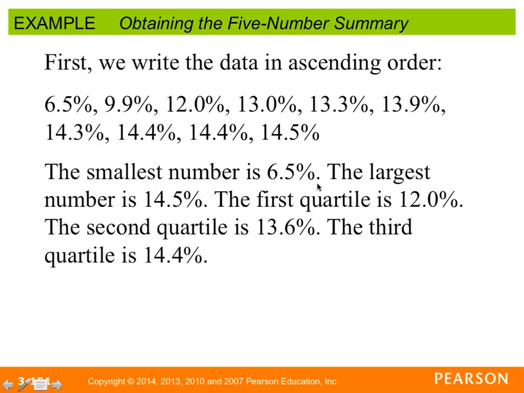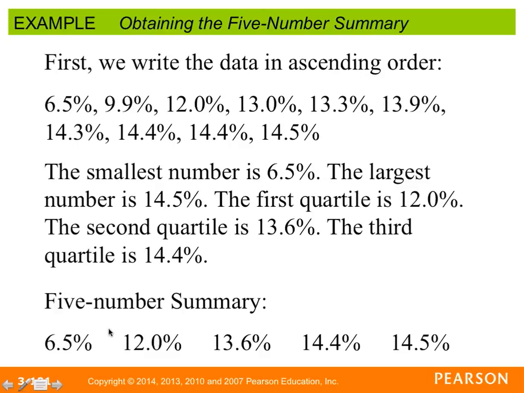Smallest is 6.5, so that's going to be our min. Largest is 14.5. The median, or our second quartile, looks like it's the number between these two, which is going to be 13.6. And then if we look at the median of our lower half, we get 12.0. Median of the upper half, we get 14.4.